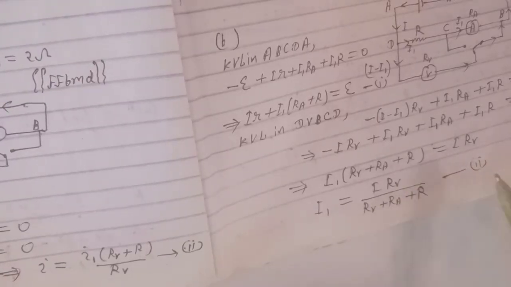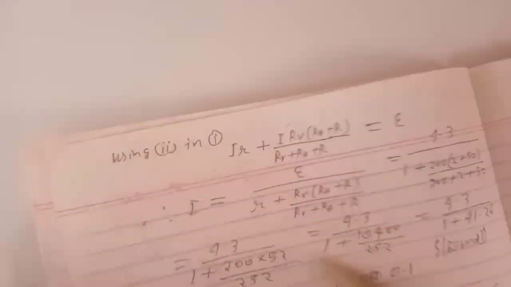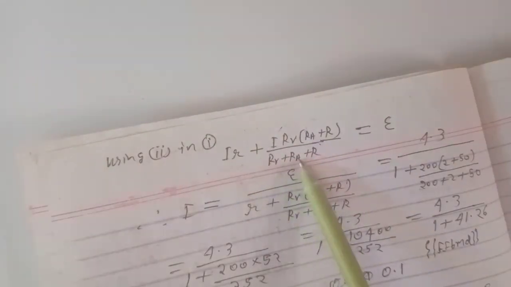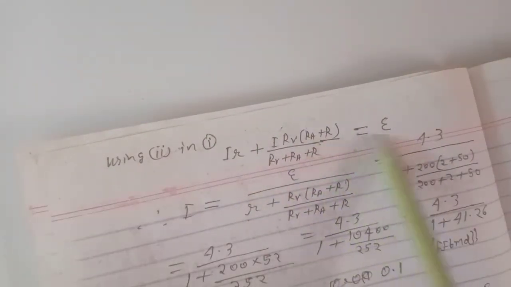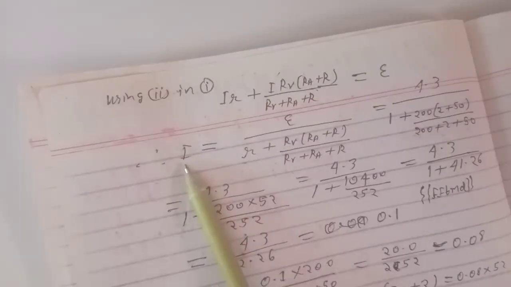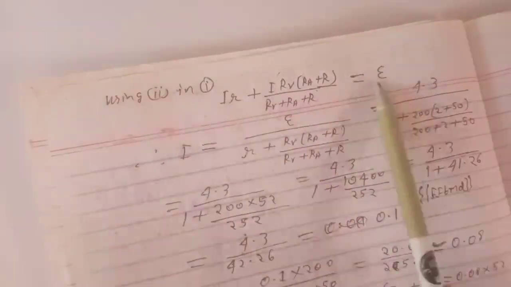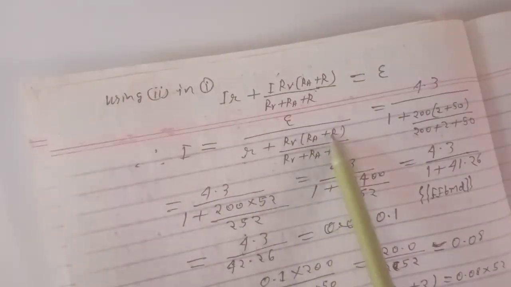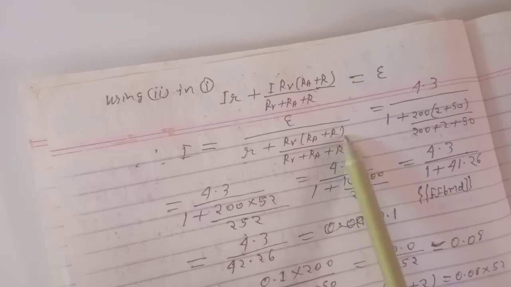This is equation 2. Now using the value of I1 from 2 in 1, that is IR plus I into RV by (RV plus RA plus R) into (RA plus R) equal to E. Hence, taking I common and dividing, I will be equal to E by R plus RV into (RA plus R) divided by (RV plus RA plus R).